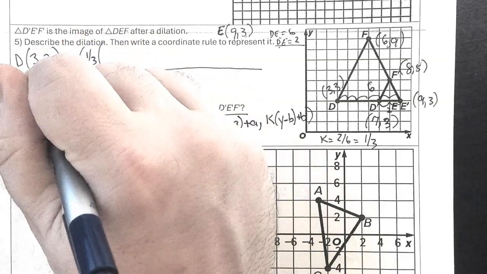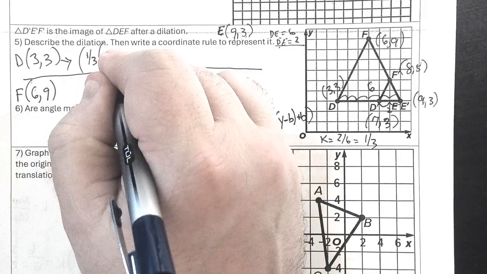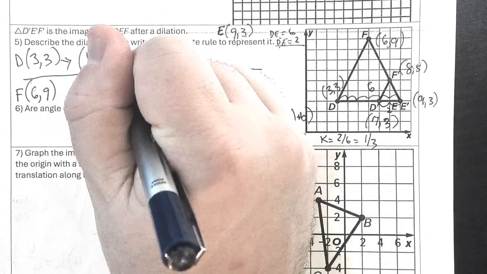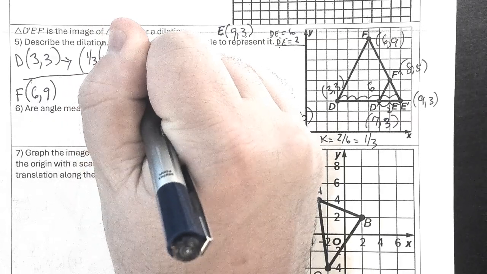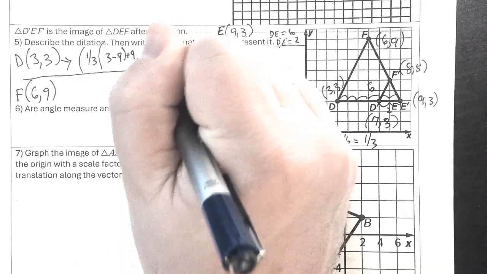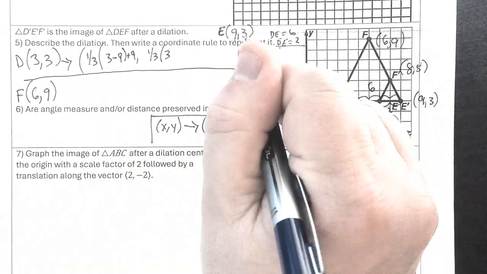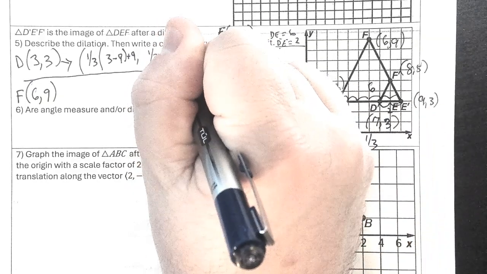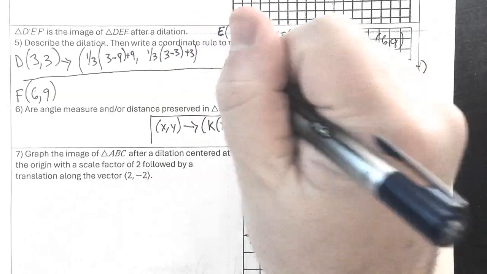X, that's 3, minus A, which is 9. That's from that point, okay? Plus 9. And then it's again 1/3. Y is 3. So, and this is 3. This y coordinate here. So it's 3 minus 3 plus 3. All right, so D prime.